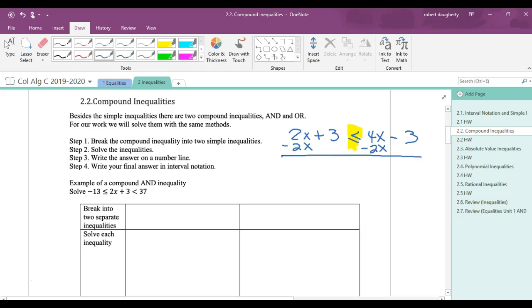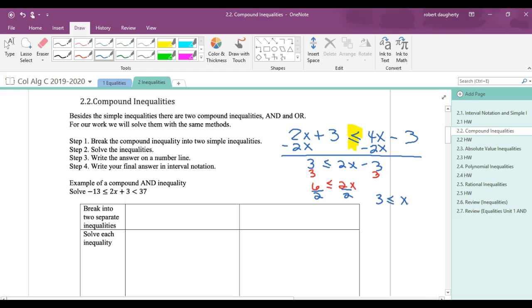That gives me 3 less than or equal to 2x minus 3. What's the next thing I want to do? Add 3 to both sides. If I add 3 to both sides, I get 6 less than or equal to 2x. Now I'm going to divide everything by 2. And I get 3 less than or equal to x.